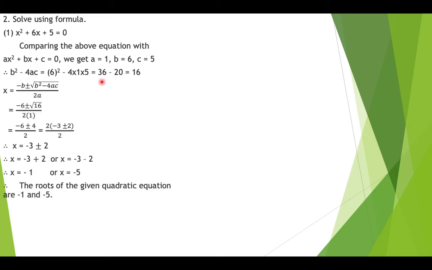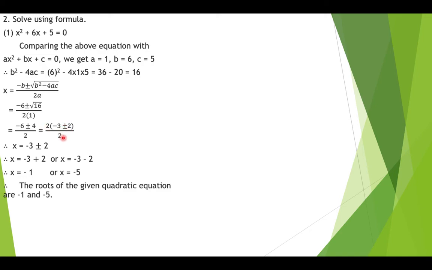We are going to get minus 6 plus or minus root of 16 upon 2 into a. So a is over here 1, so it is 2 into 1. So minus 6 plus or minus, since root of 16 is 4, we are going to get minus 6 plus or minus 4. So we take common 2, so we are getting minus 3 plus or minus 2 upon 2.